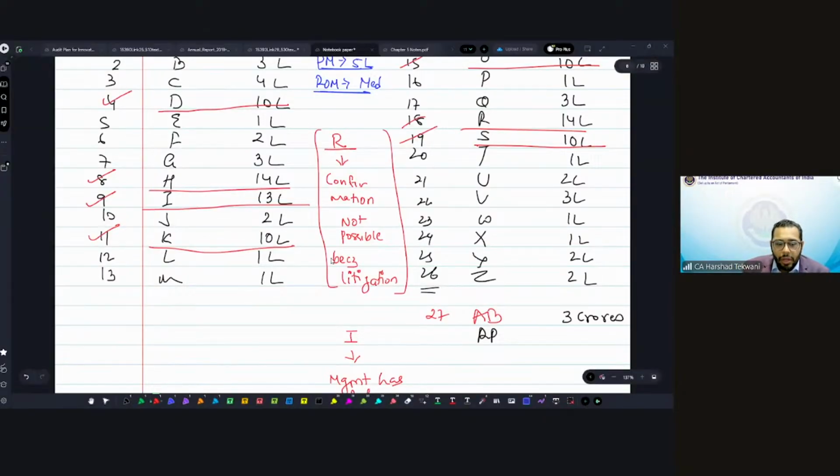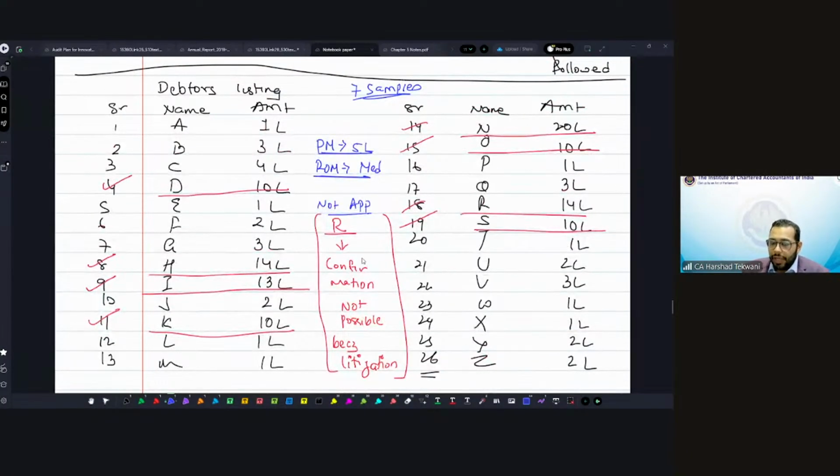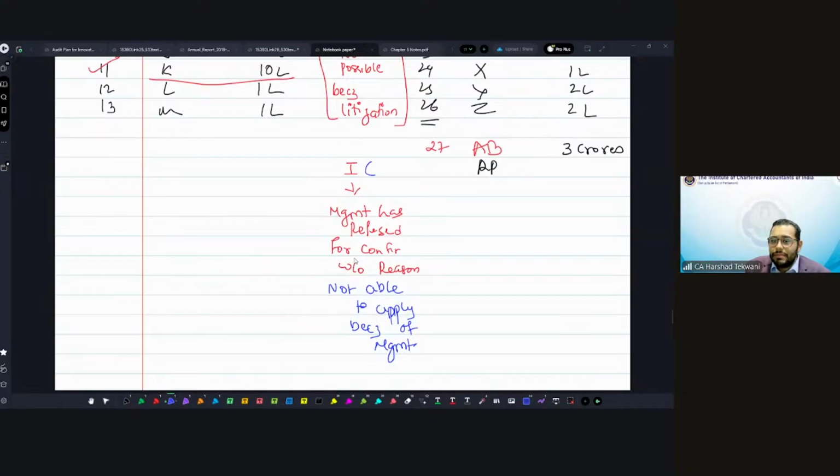So I would say confirmation is not applicable because of the litigation, for which I have the documents, everything. So I will say not applicable. But here, I will say not able to apply because of management. Not applicable and not able to apply are both different. If it is not applicable, it will call for a replacement. Here, you need to find a replacement of R. But here it is directly a misstatement.